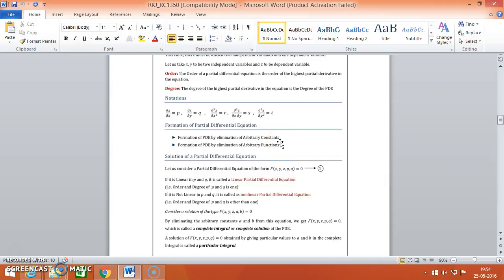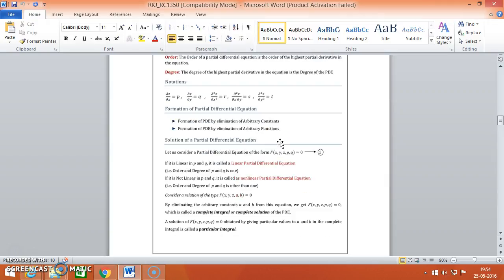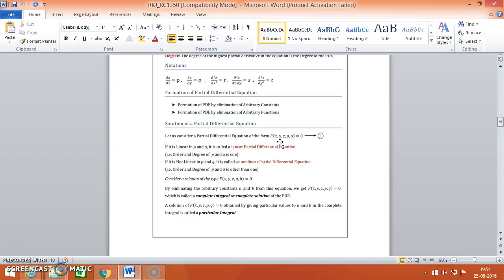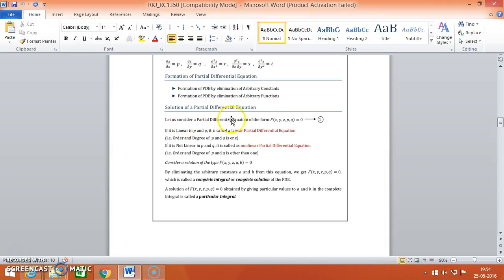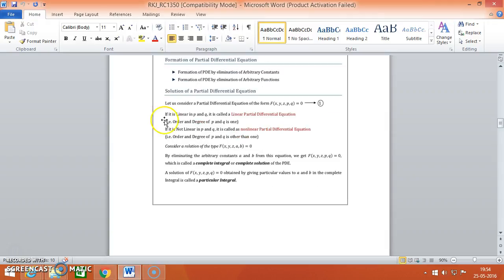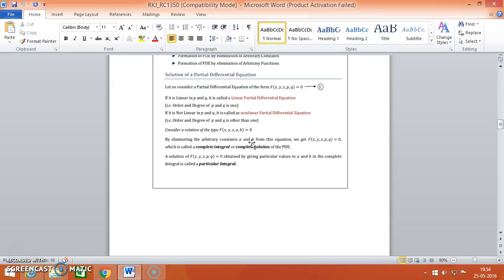Now we form partial differential equation in two ways. First by elimination of arbitrary constants and second by elimination of arbitrary functions. So solution of partial differential equation, let us consider a partial differential equation of the form f of x, y, z, p, q equal to 0. If it is linear in p and q, it is called linear PDE. If it is non-linear in p and q, it is called non-linear PDE.